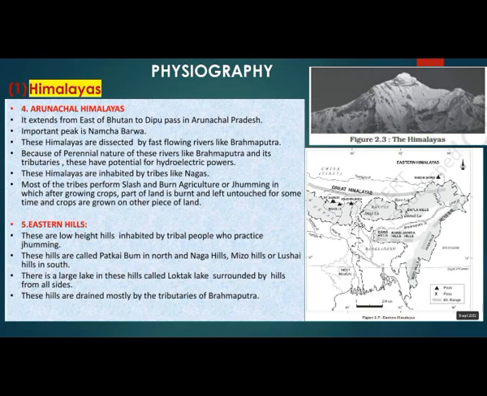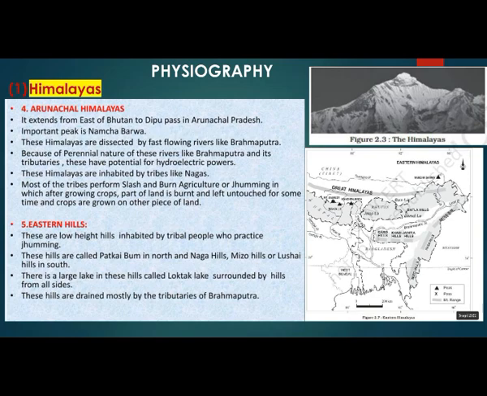These Himalayas are inhabited by tribes like the Nagas. Most of the tribes perform slash and burn agriculture, or jhumming, in which after growing crops, part of the land is burnt and left untouched for some time, and crops are grown on another piece of land. This type of cultivation is known as jhum cultivation. Eastern Himalayas: these are low height hills inhabited by tribal people who practice jhumming.